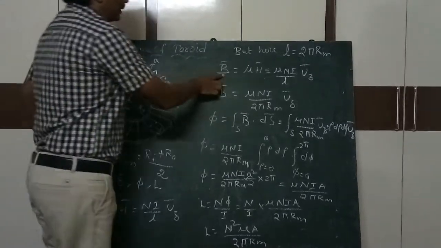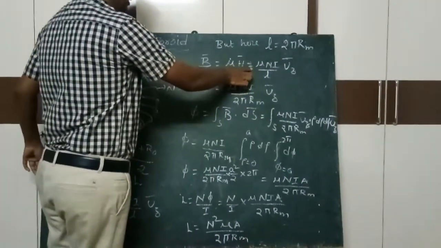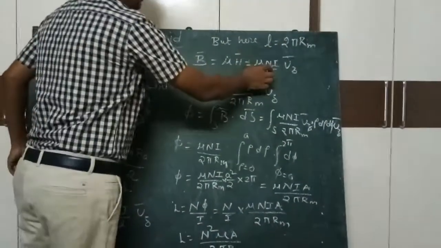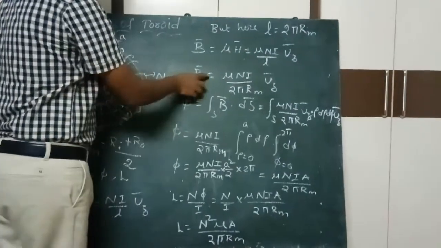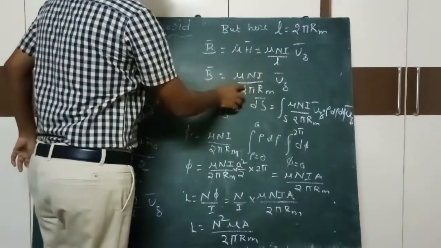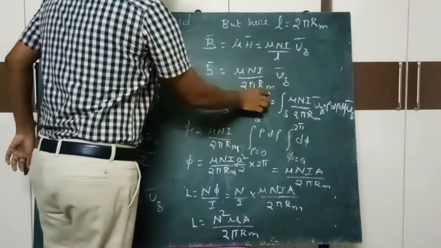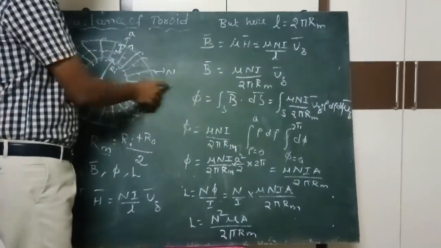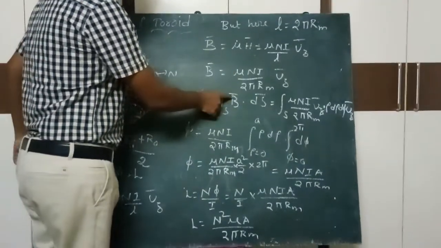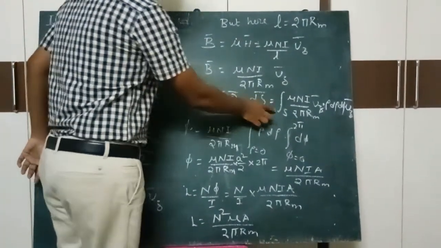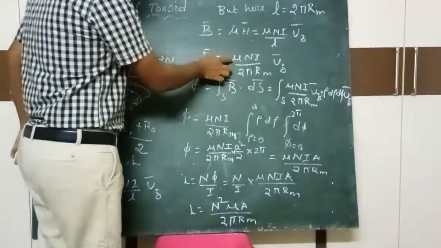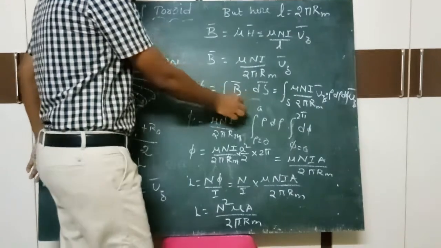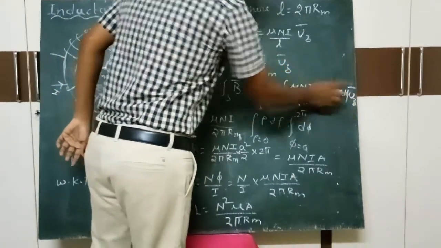Okay. So here B bar is equal to mu into H bar, that means mu into N I by L, where L is 2 pi Rm, into Uz bar. From this, B bar is equal to mu into N into I divided by L, L means 2 pi Rm, into Uz bar. From this, the flux produced by the toroid, phi, is equal to the surface integral of B bar dot ds bar, which is equal to the surface integral of B bar, that means mu into N into I by 2 pi Rm Uz bar, dot ds bar, where ds is rho into d rho into d phi into Uz bar.